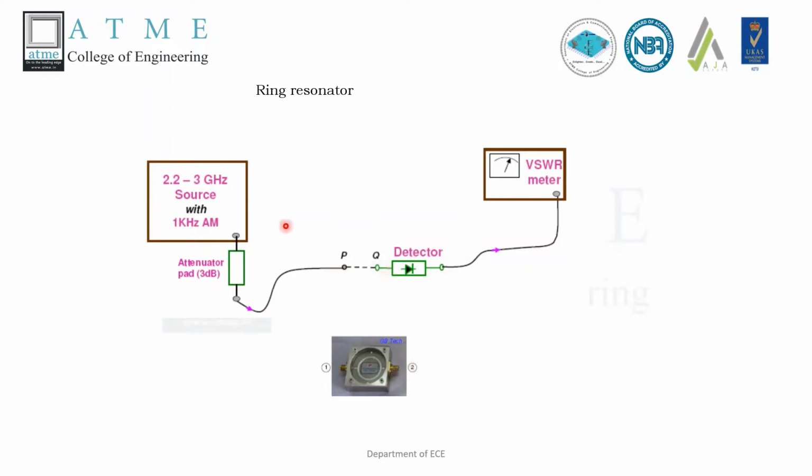Keep the RF source level and VSWR meter gain at maximum level. Vary the frequency of the source slowly from 2.2 to 3 GHz and note the frequency at which the VSWR meter shows a peak value, and this is the resonant frequency, that is fr, of the resonator. Calculate the effective relative dielectric constant.